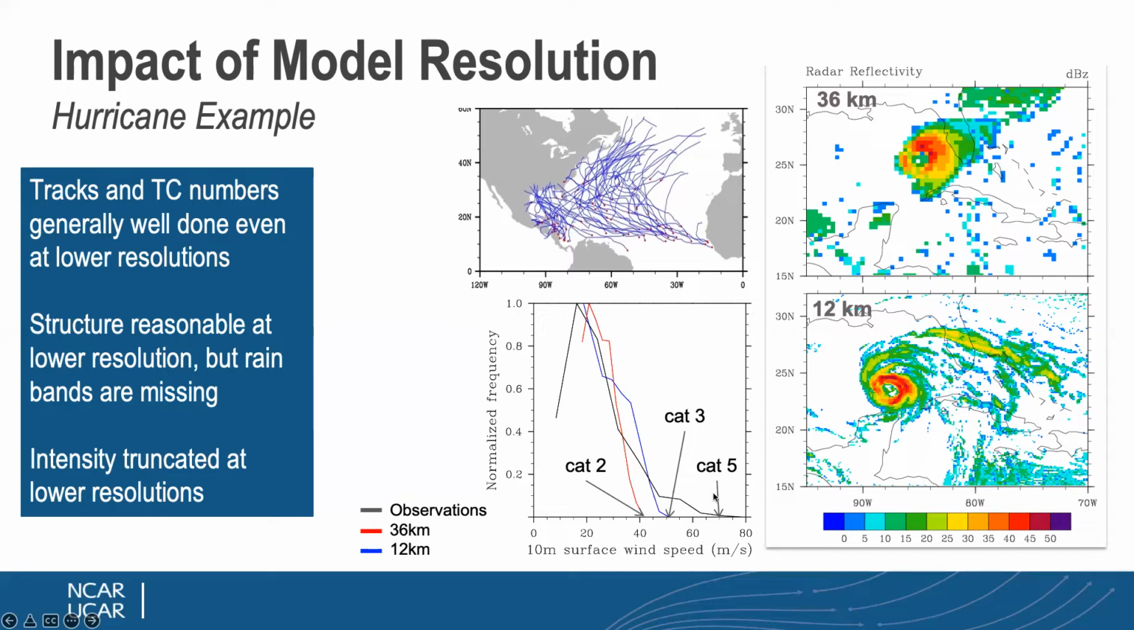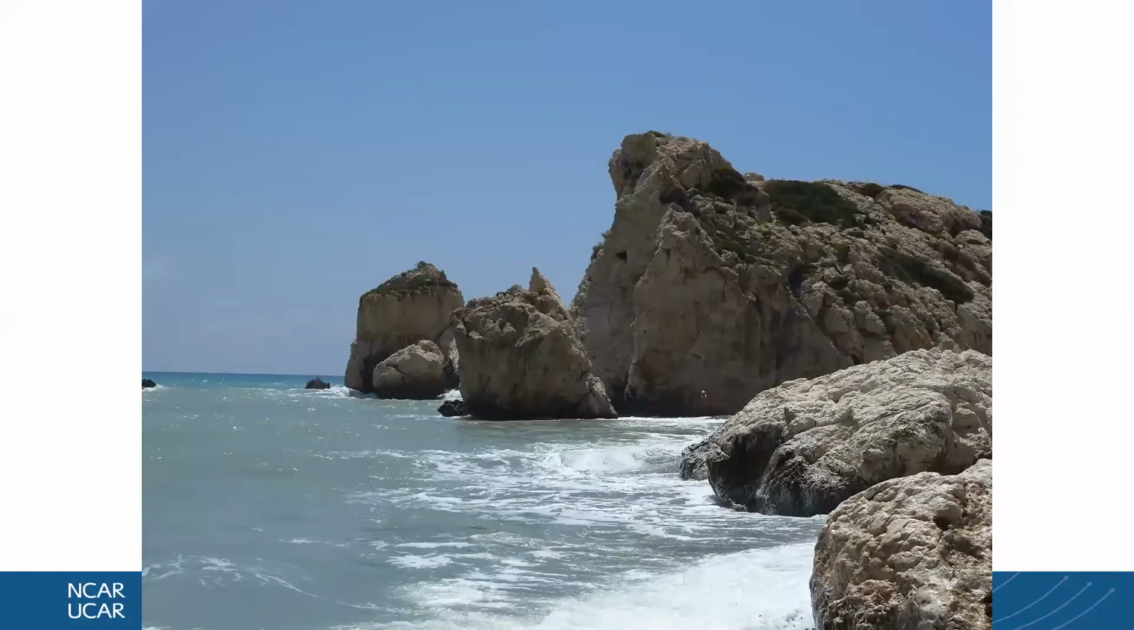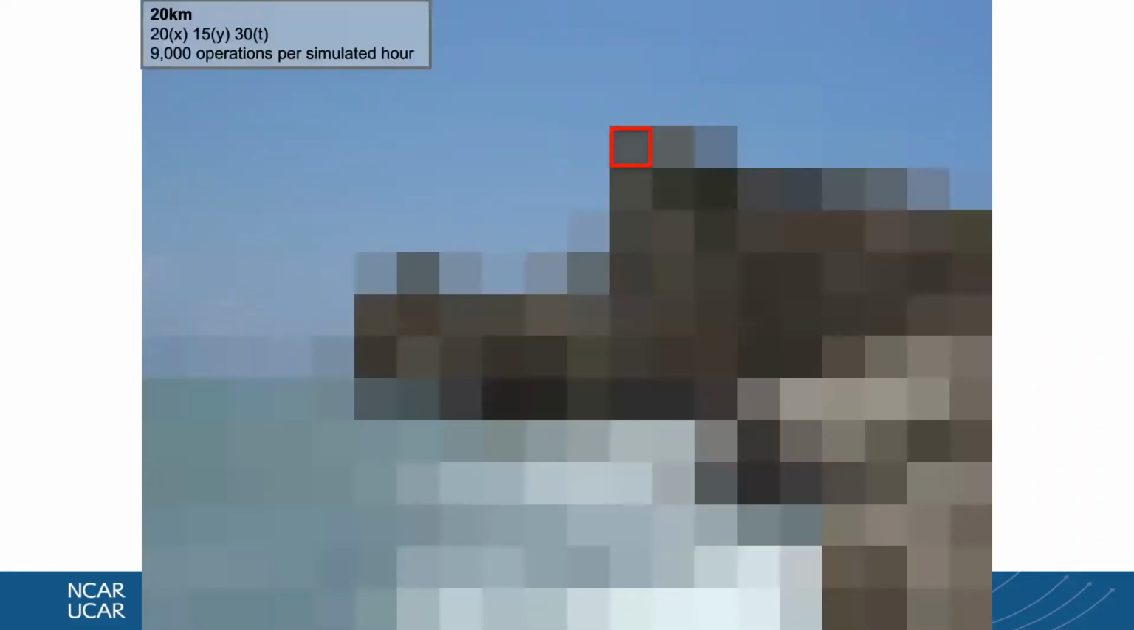Now, let's look at how much it might cost to increase the resolution. Here I'm showing you a picture with a complex terrain. If we do a 20-kilometer model, we might have, in this case, 20 by 15 grid points in either direction. And we say we need to do 30 time steps for a 1-hour simulation. That would give us approximately 9,000 operations to complete 1 hour of simulation.